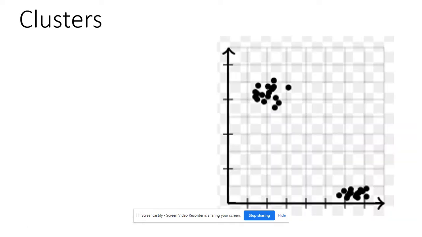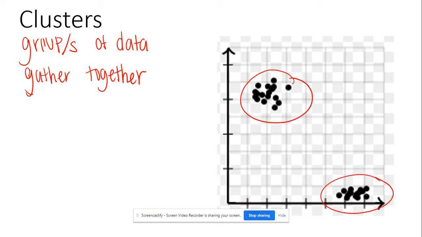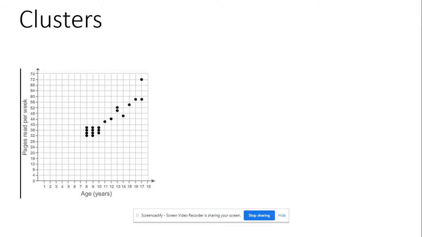Okay, so now we're going to talk about clusters. And clusters are a group or groups of data gathered together. So if you look right here, we have two clusters. We got this cluster and this cluster. There's a lot of different data going on, but it's all packed in one group. So let's look at more examples.